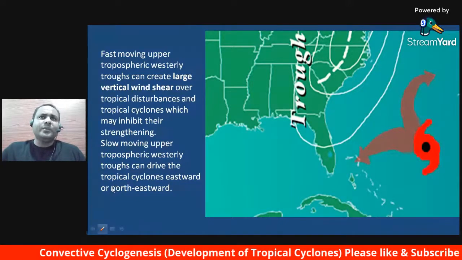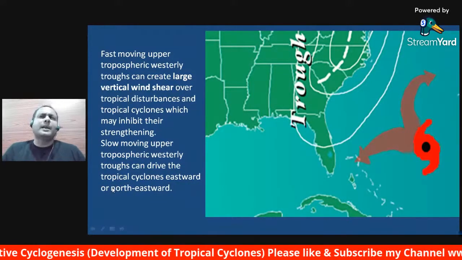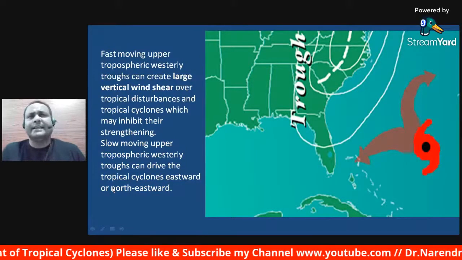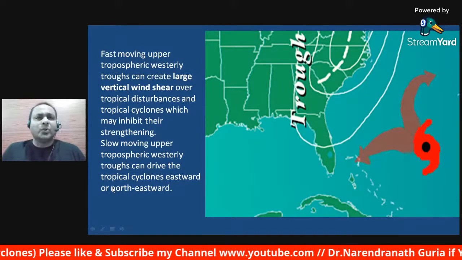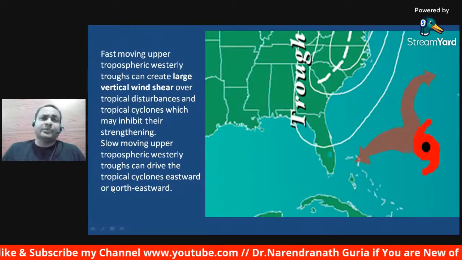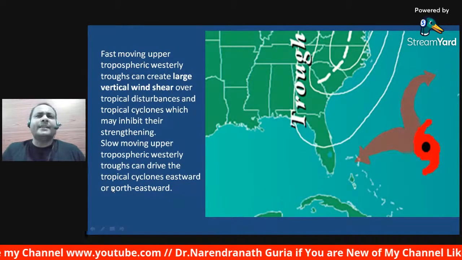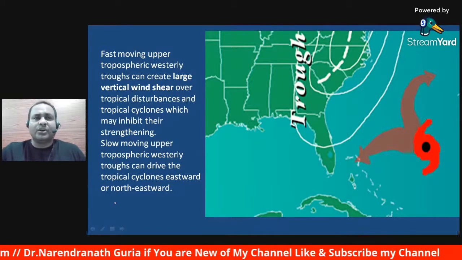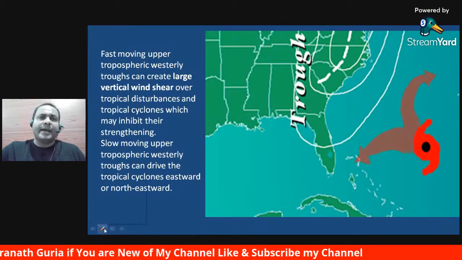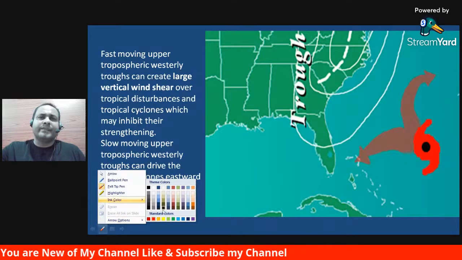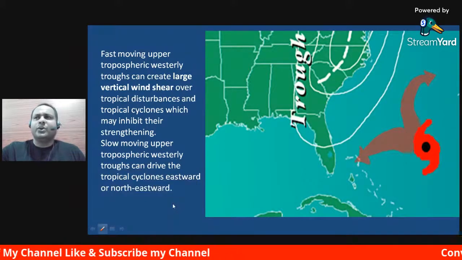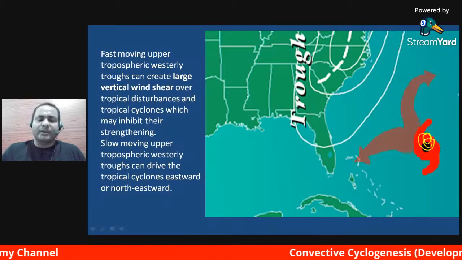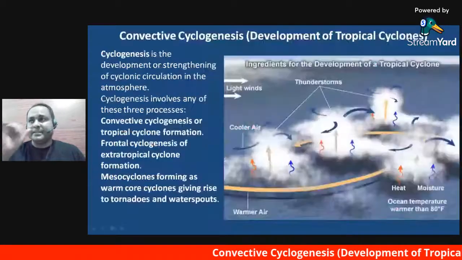vertical winds here over the tropical disturbance and tropical cyclone which may inhabit, and there are the stream trough and slow moving upper tropospheric westerly, which can drive the tropical cyclone eastward or westward also. And also it is very important, due to when their cyclone they create, it will be very important. You must carefully listen and watch my channel.